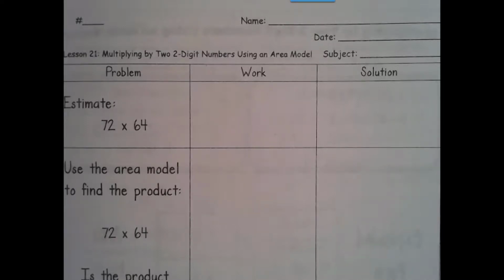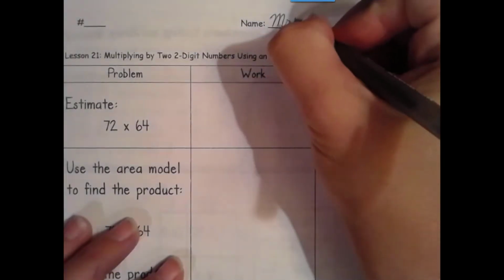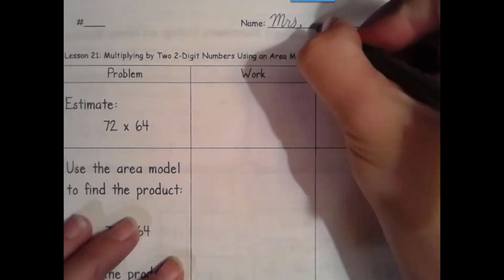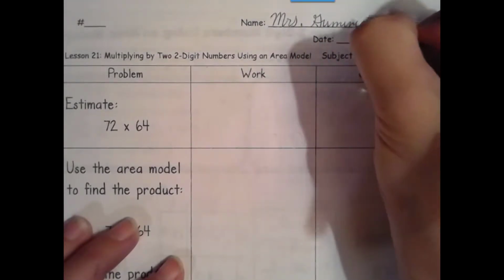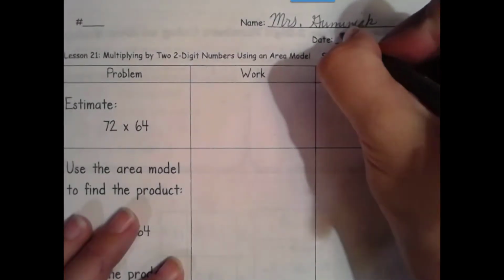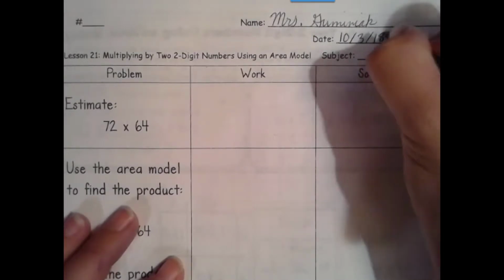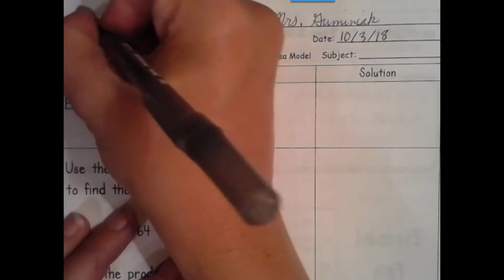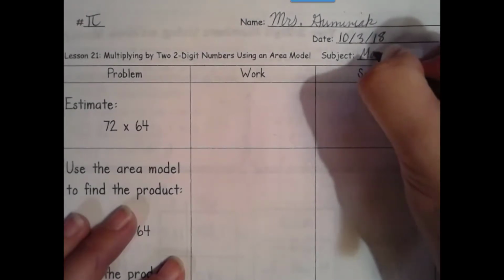All right, welcome to part two of lesson 21, our three column notes. Let's put our heading on: name, number, date, first and last, in cursive. Okay, our date. You write what date you're working on this, not necessarily the date I'm writing. My number is pi. Our subject is math.